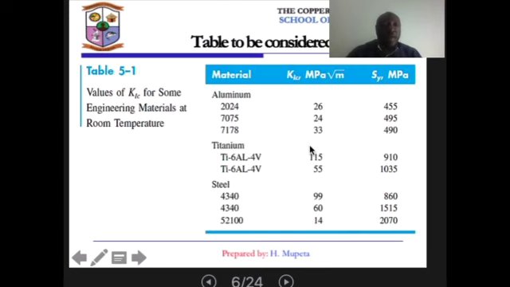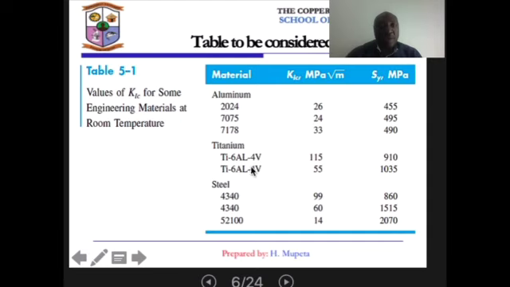The table to be considered from the question is table 5.1, which shows the values of KIC for some engineering materials at room temperature. This KIC is the fracture toughness of the material. In other words, we call this KIC the critical stress intensity factor. You have materials like aluminium 2024, which has a fracture toughness of 24 megapascal root meter and a yield strength of 455 megapascal. We have aluminium 7075, but our main area of interest is titanium alloy.